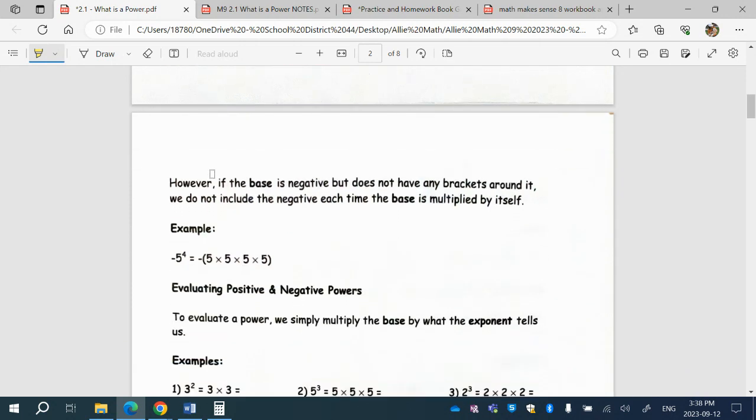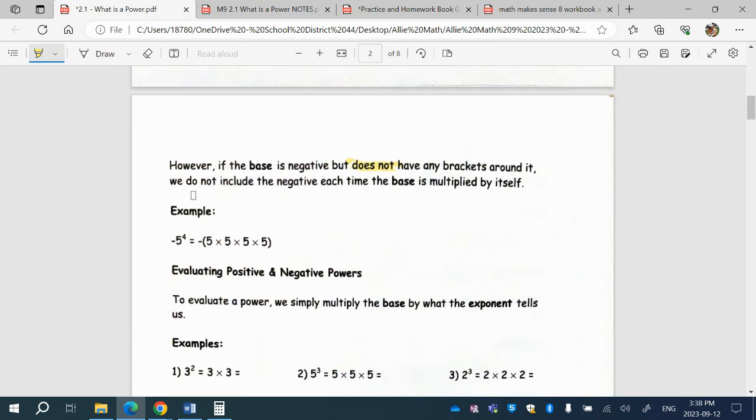However, if the base is negative but does not have any brackets around it, we do not include the negative each time the base is multiplied by itself. So let me show an example. Example: -5 to the power of 4. The negative 5 is not in brackets. We treat this as a negative outside the brackets of 5 times 5 times 5 times 5.